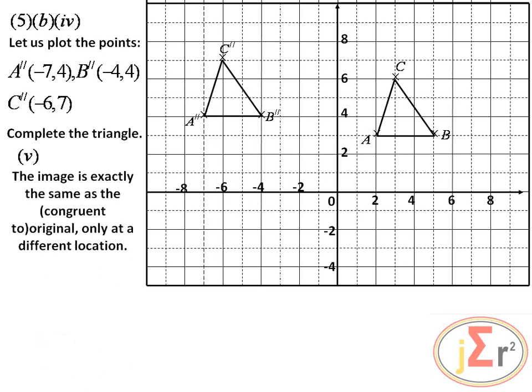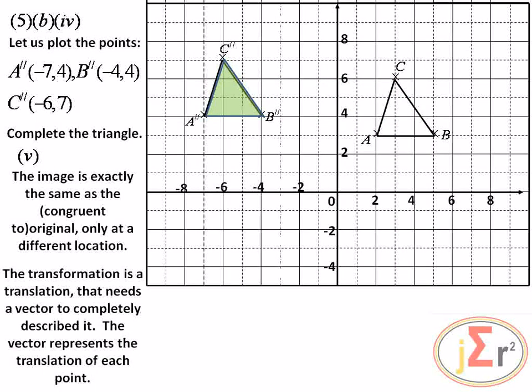The image is actually the same as the original. It is congruent to the original. Like in most transformations, we have congruence between the image and the object. But in this particular case, it is exactly the same, only at another location. When it is exactly the same, only at another location, the transformation is a translation. And it matches perfectly. So we see that the original and the image match perfectly. The transformation is a translation that needs a vector to completely describe it.